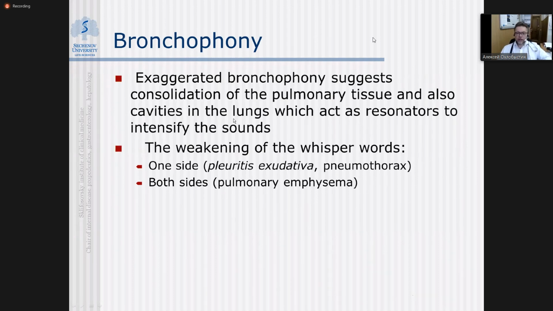The causes for increased conduction will be any consolidating disease. It may be pneumonia, it may be compression atelectasis, it may be pneumofibrosis. Good.